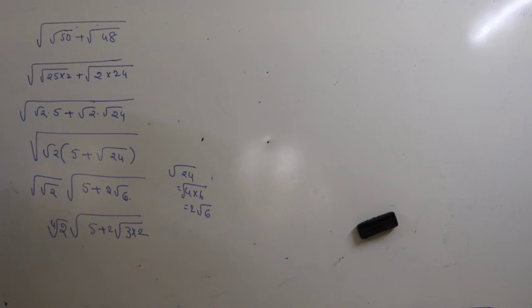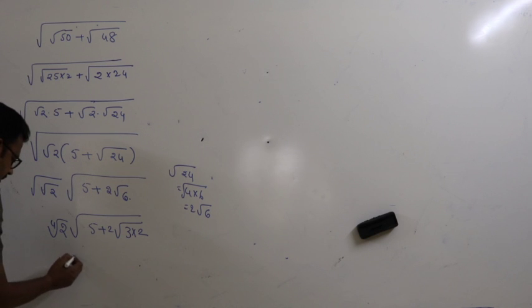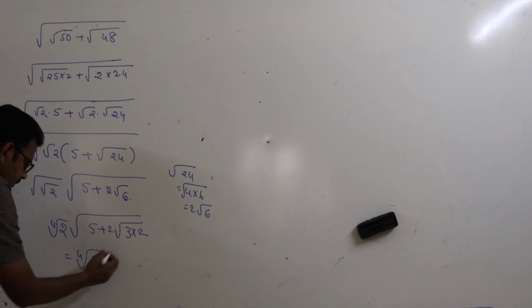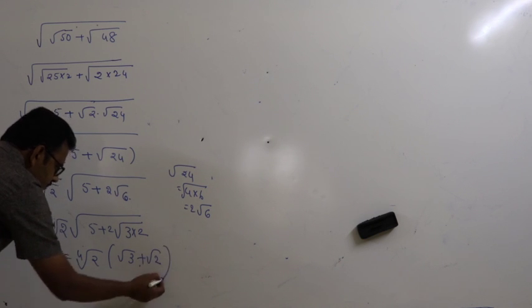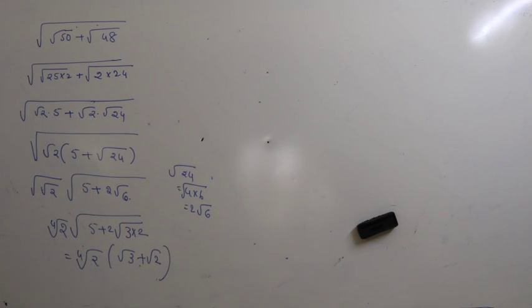3 plus 2 is 5. So the answer is fourth root of 2 into root 3 plus root 2.